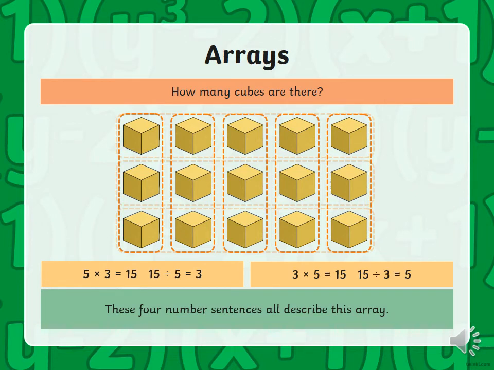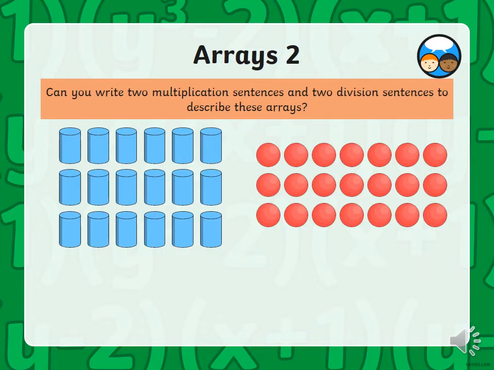There are 4 number sentences which describe this array. Can you write 2 multiplication sentences and 2 division sentences to describe these arrays? So pause the video for yourself for a minute or so, and just like we did in the other video, I would like you to write your multiplication and division sentences to describe these arrays. So look at the cylinders and then look at the circles or spheres. Okay, so let's have a look at the answers.